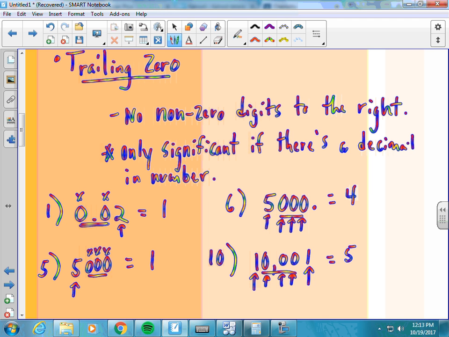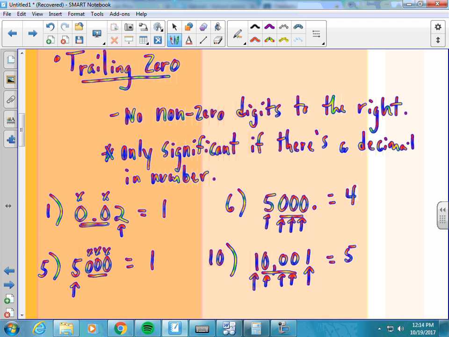So the reason I show you that is because I don't want you thinking that in order for it to be a middle 0, it has to have a non-zero digit directly to the left or right. No, just somewhere to the left and somewhere to the right of it, there's a non-zero digit.